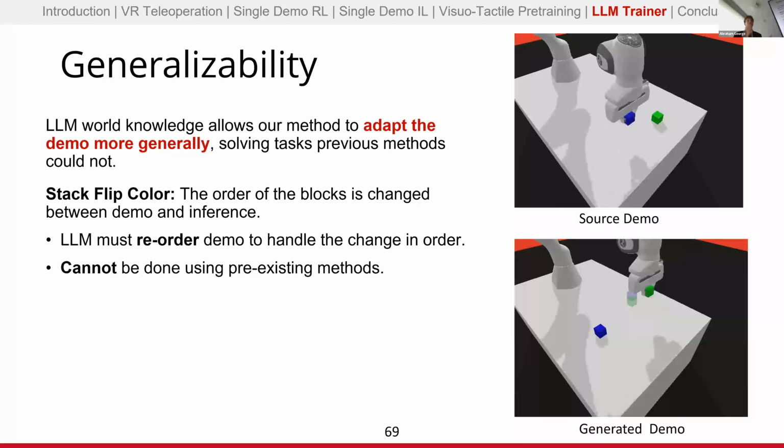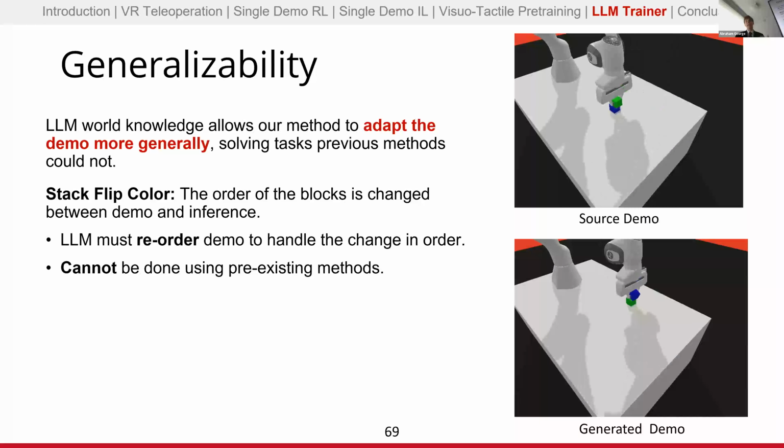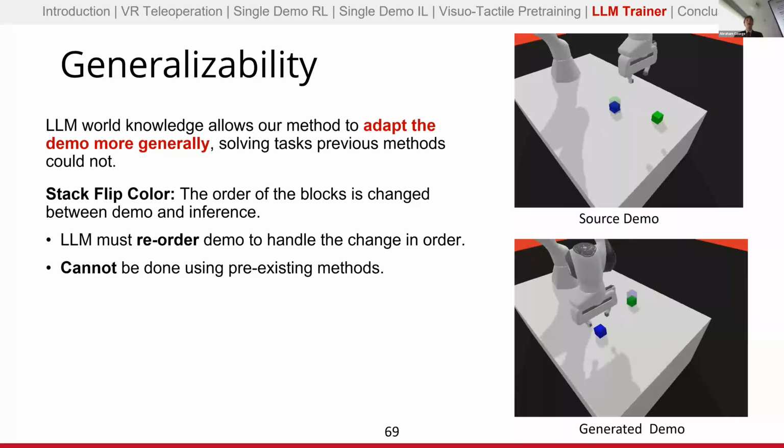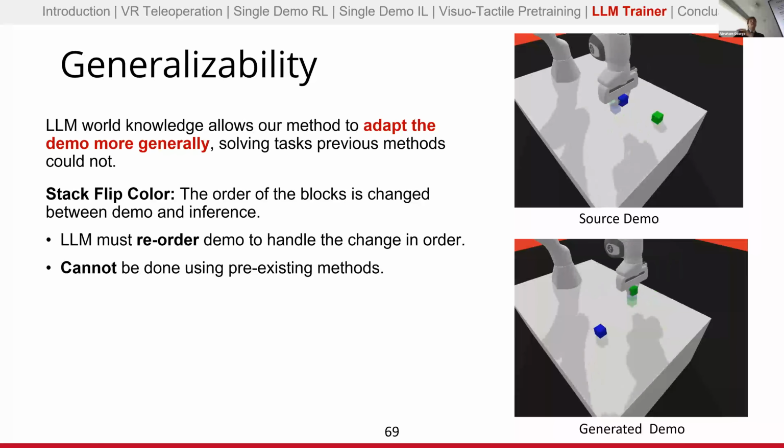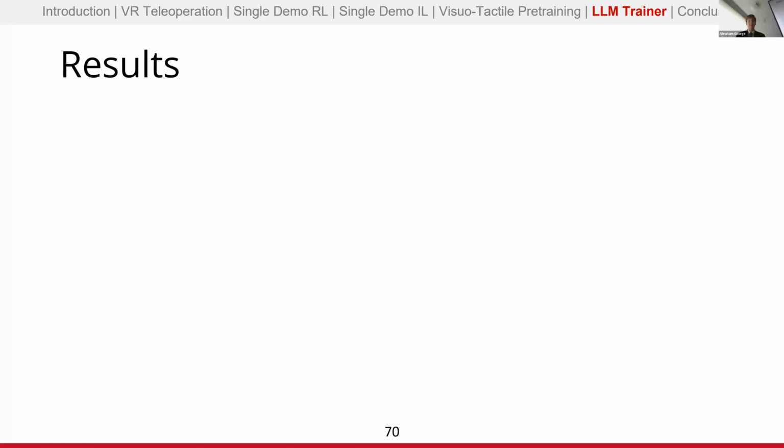None of the previous methods could do this. It requires that world knowledge that the shaded regions correspond to the blocks themselves, and that if we flip them, here's how we need to rearrange our actions in order to deal with that new configuration.